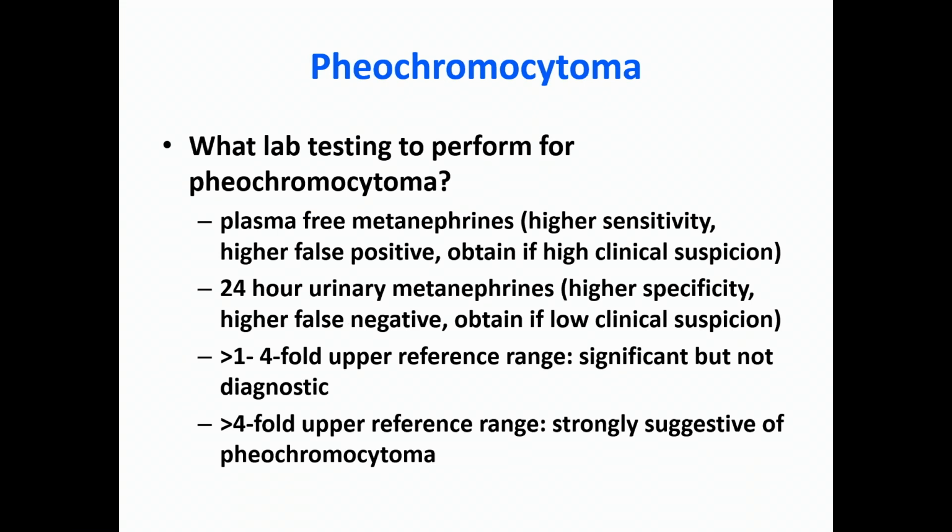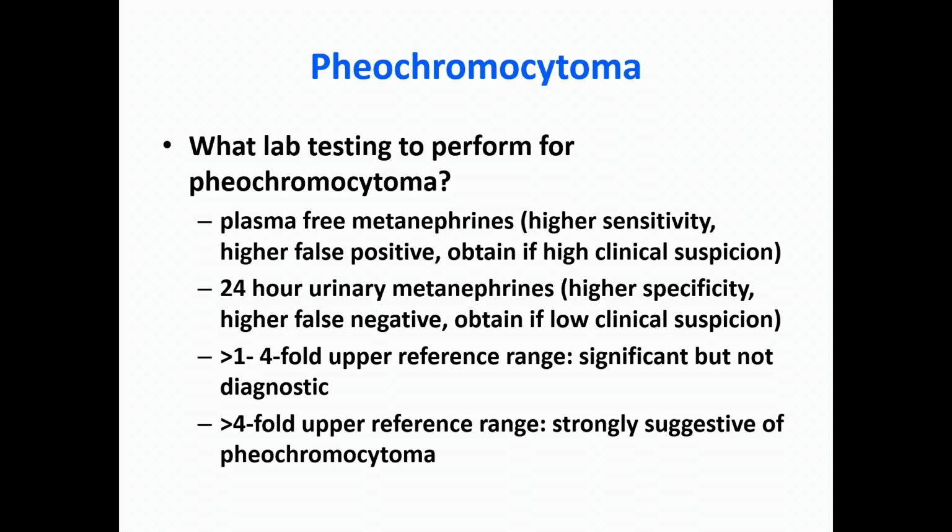In terms of biochemical workup for pheochromocytoma, you can either do the plasma-free metanephrines or the 24-hour urinary metanephrines. The advantage of plasma-free metanephrines is that it has a higher sensitivity, though it can have a higher false positive rate, but you may want to consider obtaining this if you have a high clinical suspicion of a pheochromocytoma. In contrast, the 24-hour urinary metanephrines have a higher specificity, a higher false negative rate, so you may want to consider this if you have lower clinical suspicion.